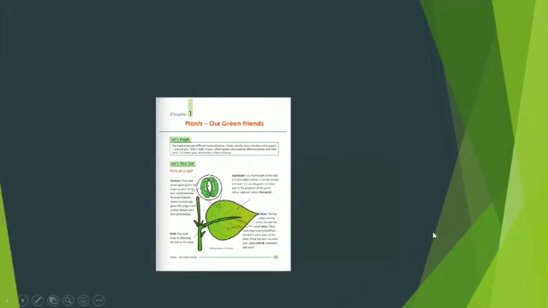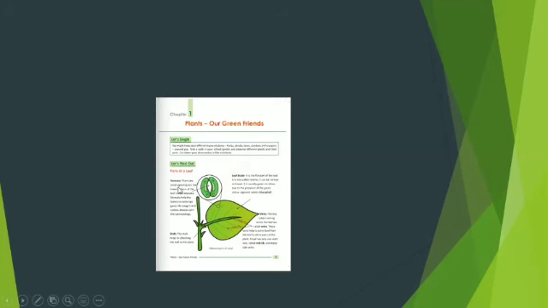Here we have seen the video and we have understood what is there in the leaves. What are the different parts of the leaves? So here we are going to have a small readout about the plants, which are our green friends, and then we will be discussing more about it in further classes. So our plants are green friends. Let's find out the parts of a leaf.